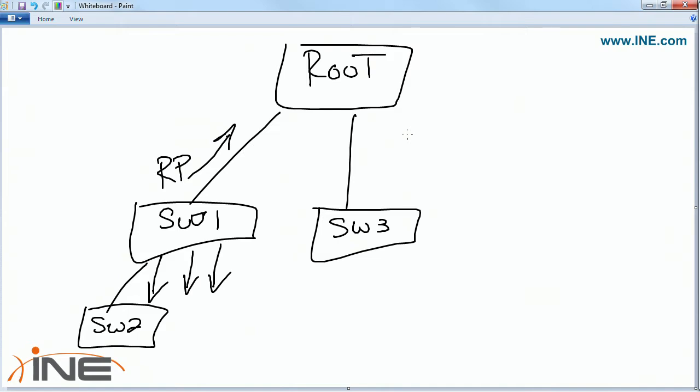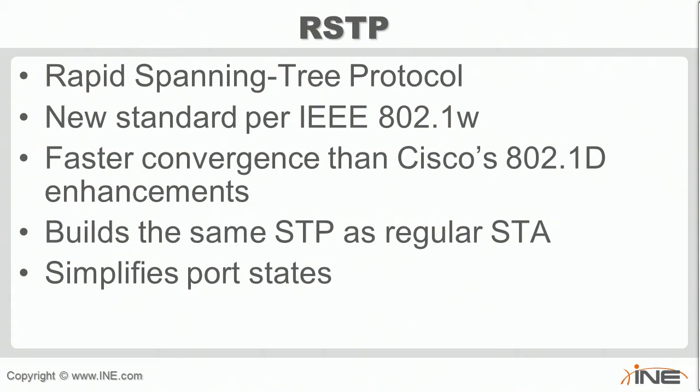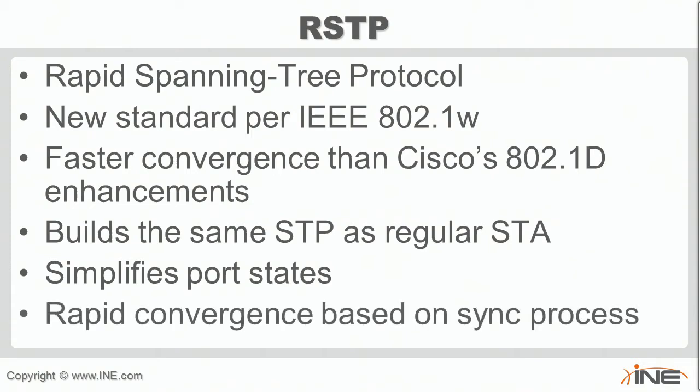But behind the scenes, we use a different algorithm to negotiate this, but at the same time, it's backwards compatible with the old one. So there's cases where you can have your common spanning tree talking to per VLAN spanning tree and talking to the new rapid spanning tree format at the same time. So it eases the migration of the original protocol to the new one. One of the key enhancements we'll see is that it simplifies the port states. And the rapid convergence is going to be based on a synchronization, or essentially a handshaking process between the bridges.